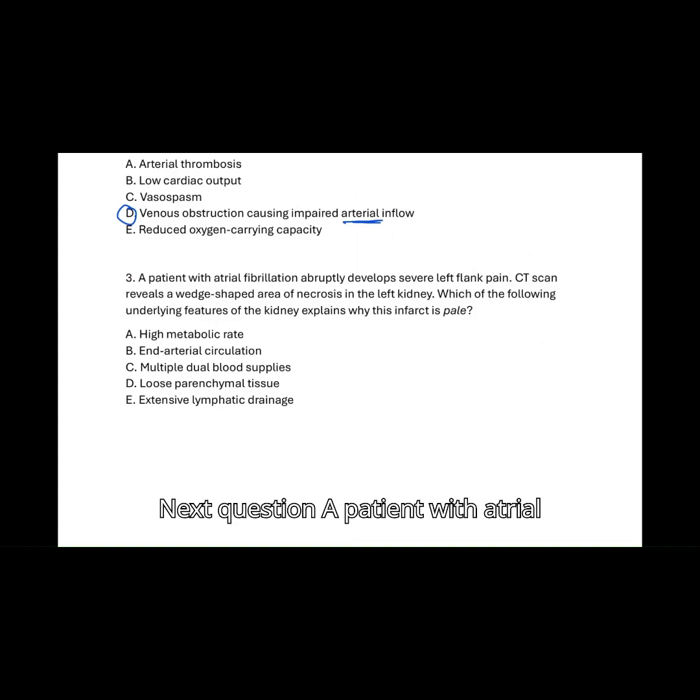A patient with atrial fibrillation abruptly develops severe left flank pain. So what's the relationship between atrial fibrillation and left flank pain? As you know, with atrial fibrillation, these patients have high risk for forming thrombus in the left atrium, right? So in the left atrium, they could form blood clots there, because of the stasis of blood. And those blood clots could move from the left atrium into the left ventricle, and from the left ventricle, they could move into the systemic circulation.